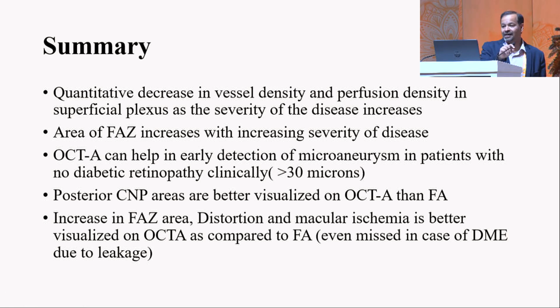So, to summarize, we found that there is quantitative decrease in the vascular density and perfusion density in superficial plexus as the severity of the disease increases. Also, the size of the FAZ increases, which we know already. OCTA can help us in the detection of microaneurysms even in patients where there is no clinical diabetic retinopathy. We have certain patients where posterior CNP areas can be detected on OCTA and they are better visualized on OCTA, and it signifies high risk of progression in patients with diabetic retinopathy.